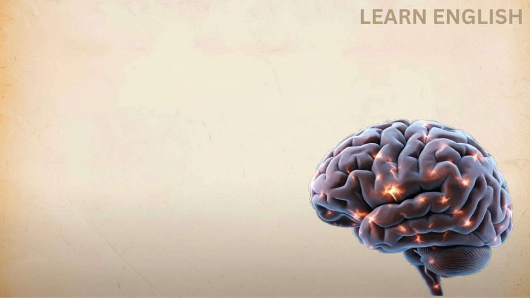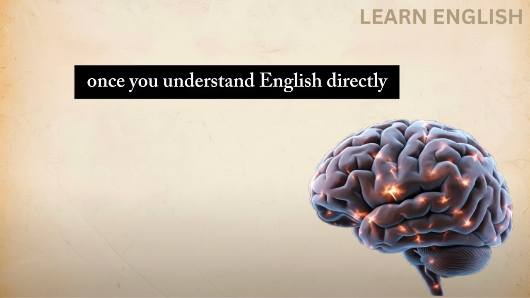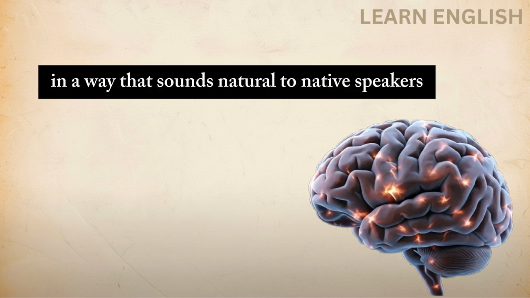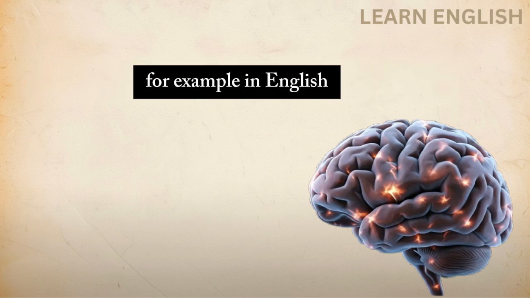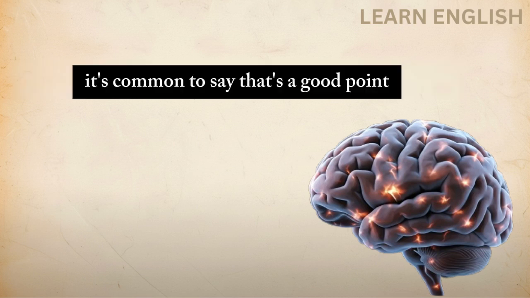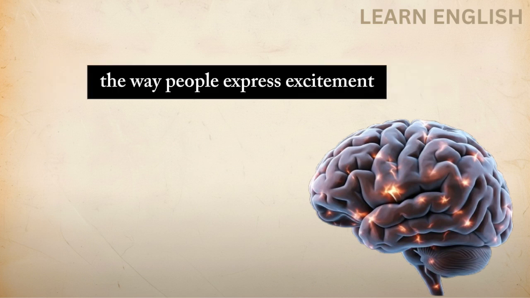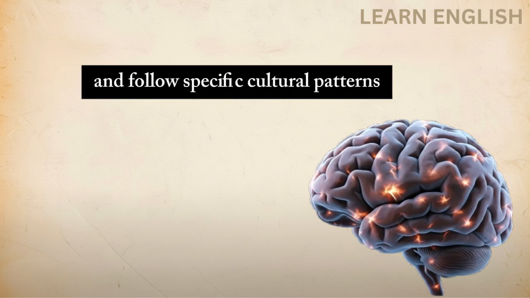Step 2. Decide how to respond, decision-making. Once you understand English directly, the next step is learning how to respond in a way that sounds natural to native speakers, not based on your own cultural communication style. For example, in English, it's common to say, "That's a good point, but I see it differently," when disagreeing politely. The way people express excitement, give compliments, make requests, or show hesitation follows specific cultural patterns.